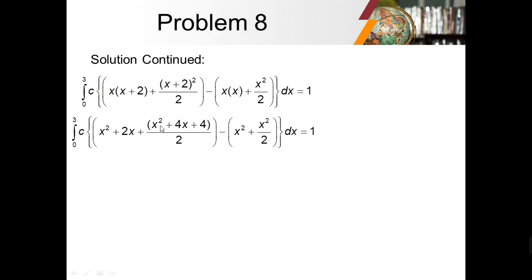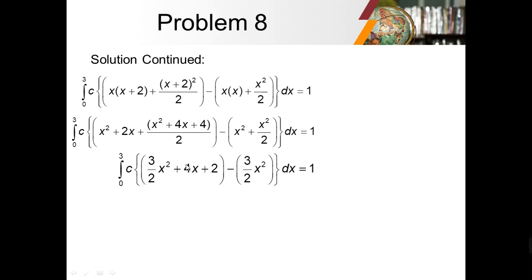Square of binomial: square the first term plus twice the product of the first and the second term. So, 4x plus square the second term. So, 4 over 2. Tapos dito naman is x squared plus x squared over 2. Then, combining like terms tayo, yung x squared plus x squared over 2, that is 3 halves x squared. Yun. Okay? Tapos ito naman, 2x plus 4x over 2 is 2x din.